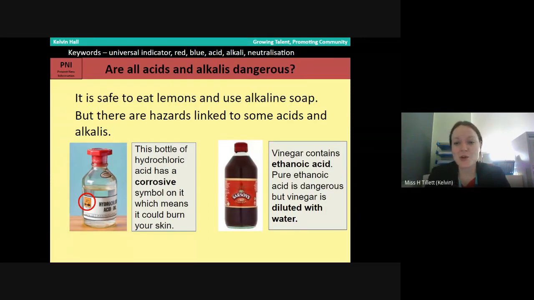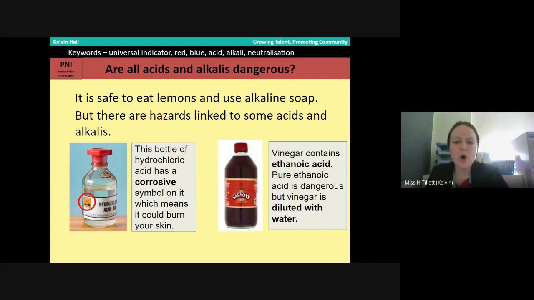In comparison to vinegar, vinegar is also an acid. It contains something called ethanoic acid. That's the scientific name for vinegar. So next time you're getting chippy on a Friday, you can try and be really smart and say, oh, I'm going to get some ethanoic acid. That's the scientific name for it.